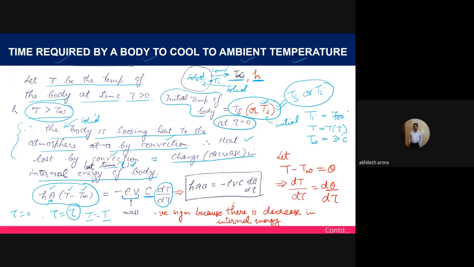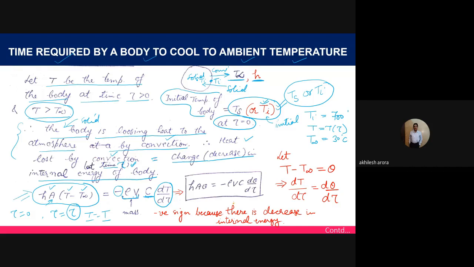And you can see it here. Rho V stands for the mass, c stands for the specific heat. So mass into specific heat into temperature change. So it is internal energy divided by d tau, meaning rate of change of internal energy. And we have introduced a negative sign here. Why? Because the body is losing the heat and its internal energy is decreasing. That is why we have to insert a negative sign here.